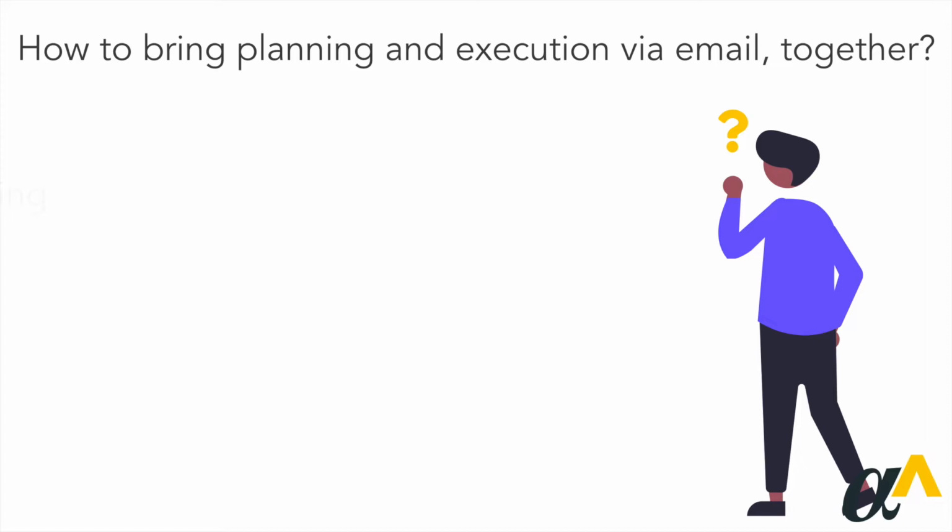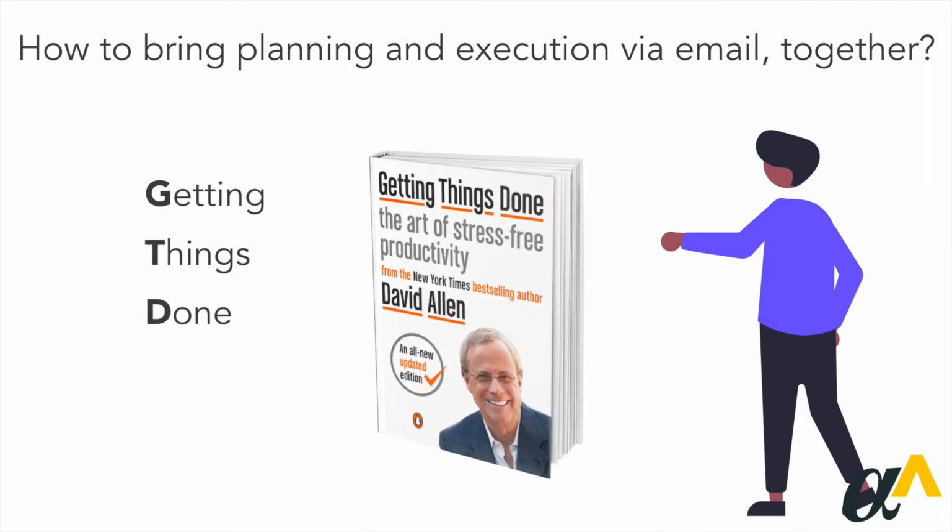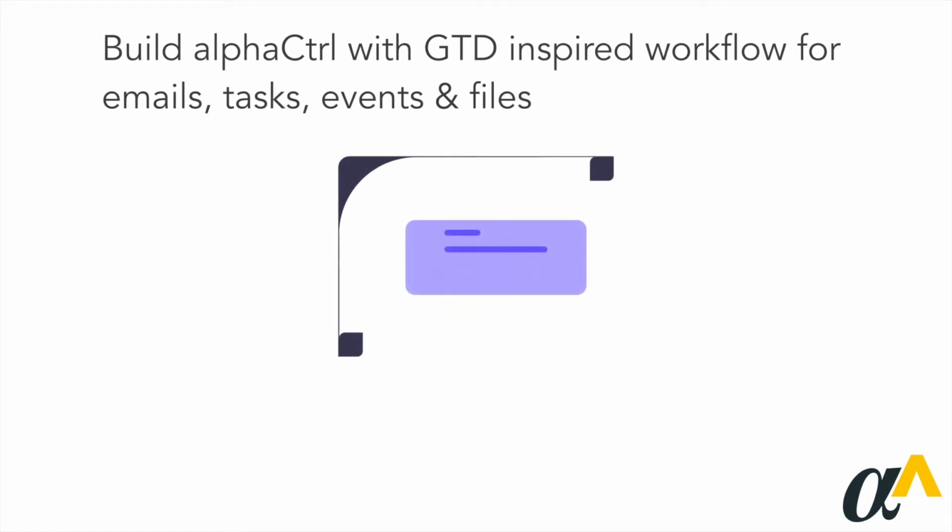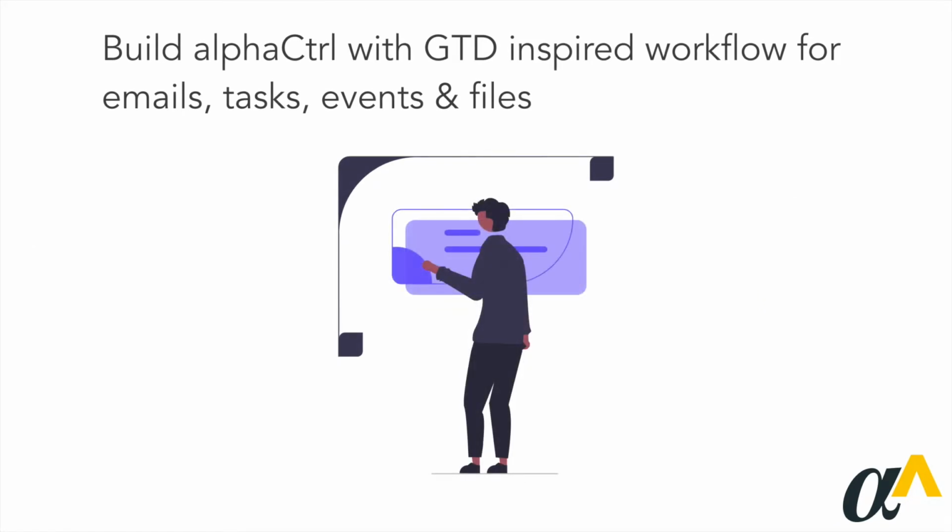While researching the best method to bring it all together, we came across Getting Things Done, or GTD, and found its core philosophy of "your mind is for having ideas, not for storing them," deeply resonated with us, and we were already using several of the techniques described there unknowingly for our own productivity. So we built Alpha Control with a GTD-inspired workflow called Flow that works not only for emails, but also tasks, events, files, and much more.